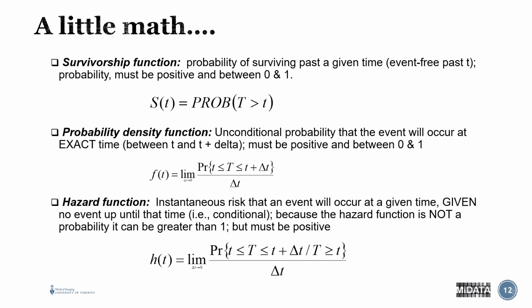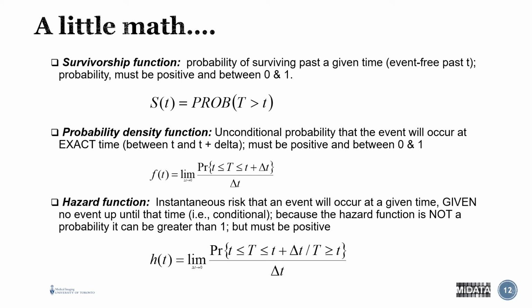So, as always, we need to talk a little bit about math. I'm not even going to touch on the equations, but what I am going to say is, in survival analysis, there are basically 3 functions you should be aware of. One is a survivorship function, and it's simply the probability of surviving past a given time. So event-free past time t. It's a probability, it must be positive, and of course between 0 and 1. The probability density function, PDF, is the unconditional probability that the event will occur at an exact time. It must be positive, of course, and between 0 and 1, because it is an unconditional probability.